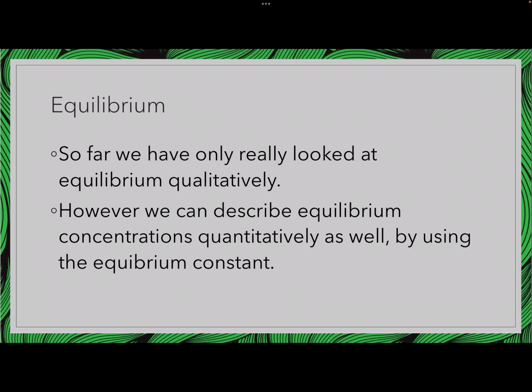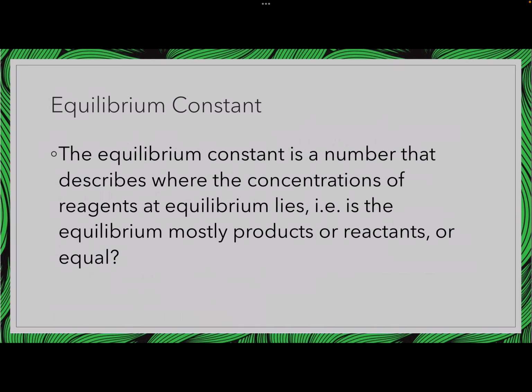So far, we've really only looked at equilibrium qualitatively. However, we can describe equilibrium concentrations quantitatively as well by using the equilibrium constant. That's pretty much what this whole inquiry question is going to be about. Now, what is it? Well, it's basically a number that represents the concentration of reagents at equilibrium.